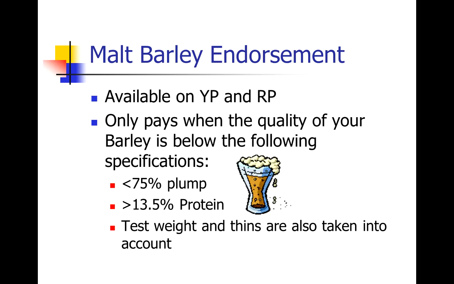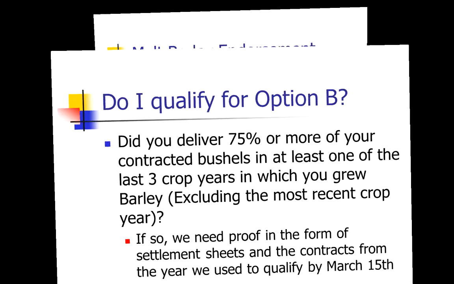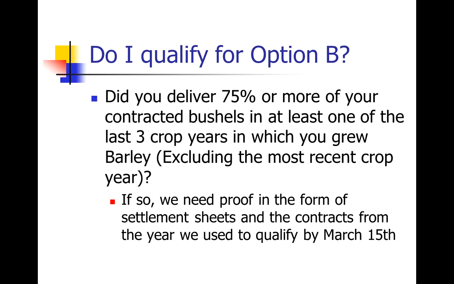And same thing with protein. A lot of the contracts might say 13 protein. You have to be above 13.5 on the crop insurance to get paid. And then of course test weights, thins, sprout, all those factors are taken into account, which is probably the more likely scenario. There would be a fair amount of sprout, especially in a rain situation, and that you could qualify for easily.